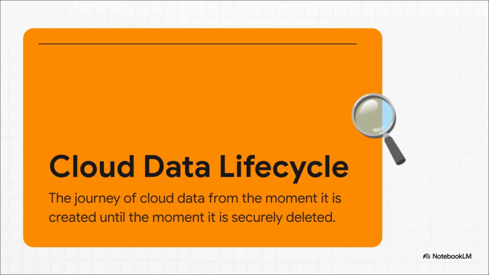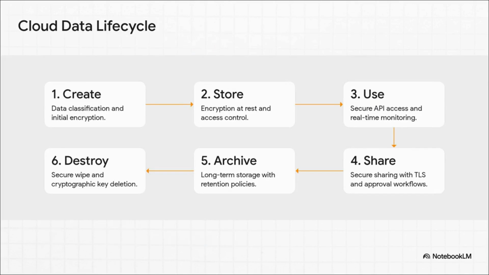What is a data lifecycle? Honestly, it's just the life story of a piece of data. You can think of it like a biography, and every single chapter in that story needs its own security plan to keep it safe. And that story, that journey, it breaks down into 6 critical phases. It all kicks off when data is created. Then it gets stored, used, and shared. Later on, it's archived for the long term, and finally, it's securely destroyed. Each step is a link in a security chain, and they all have to connect perfectly.